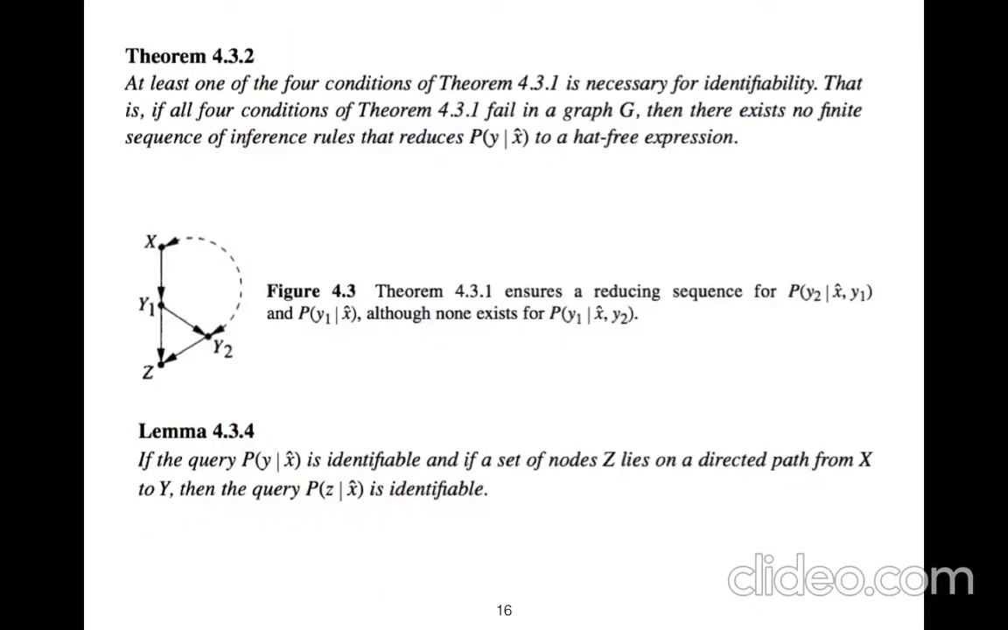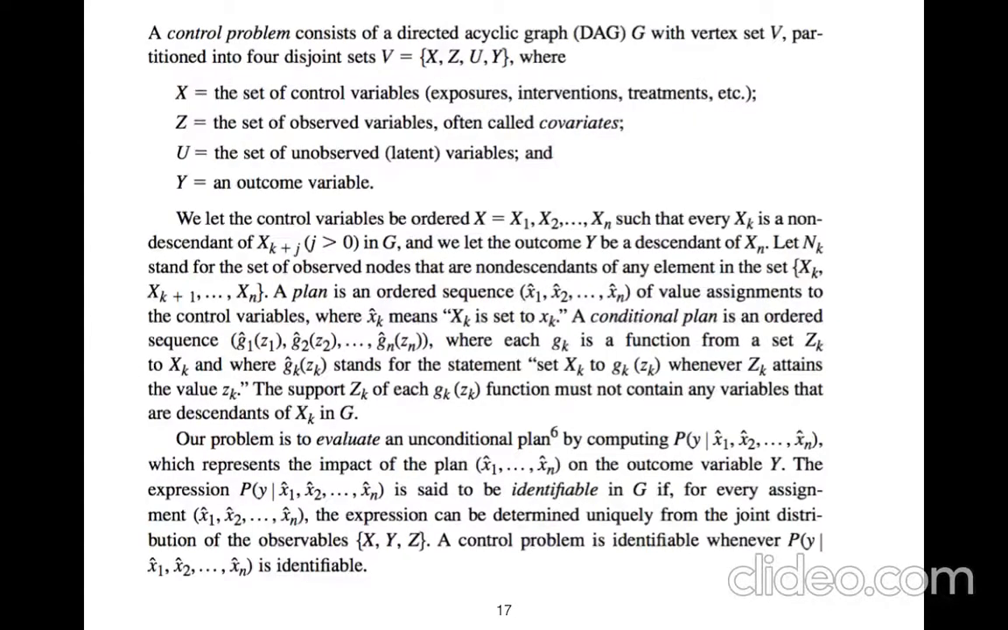Here the query P(y | x hat) is identifiable if a set of nodes z lies on a directed path from x to y. Then the query is identifiable. Z destroys that confoundedness. Z destroys all backdoors.